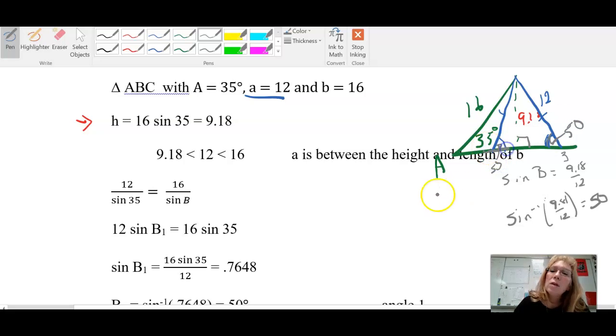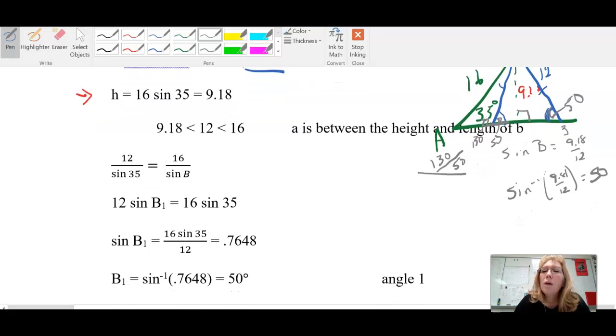This line here, so let's draw this out. So this is the part of my triangle. That's 180, so this angle has to be 130. So this I can understand and I can visualize. I don't care which way you do it. They both work equally well.